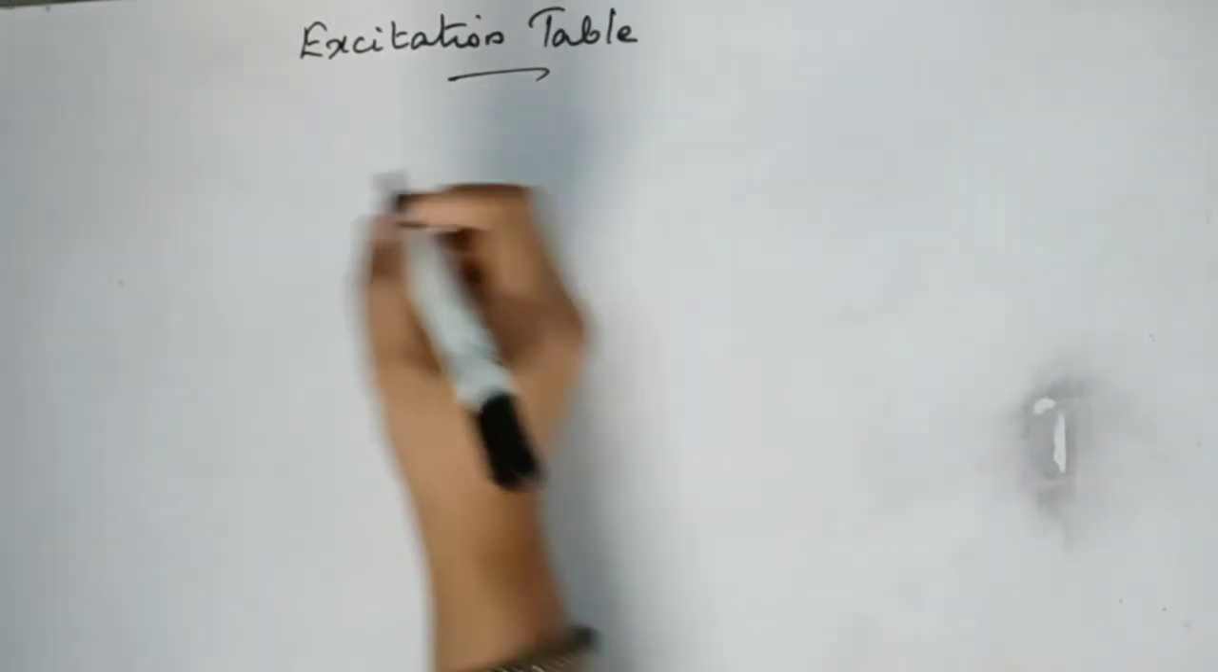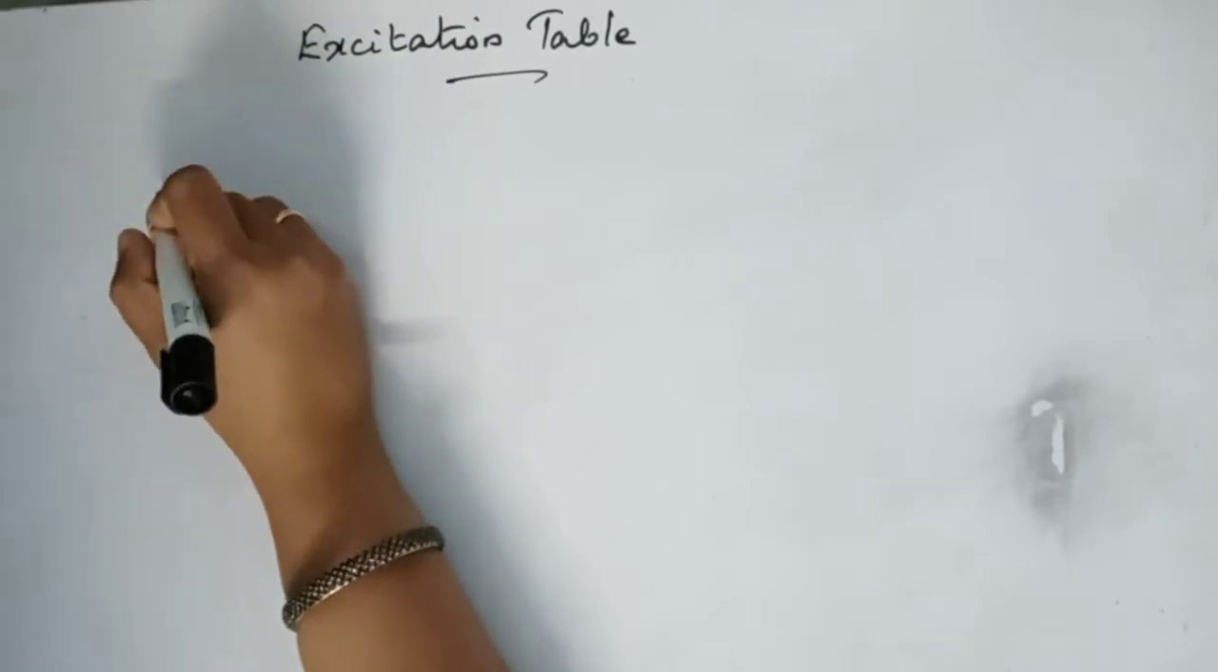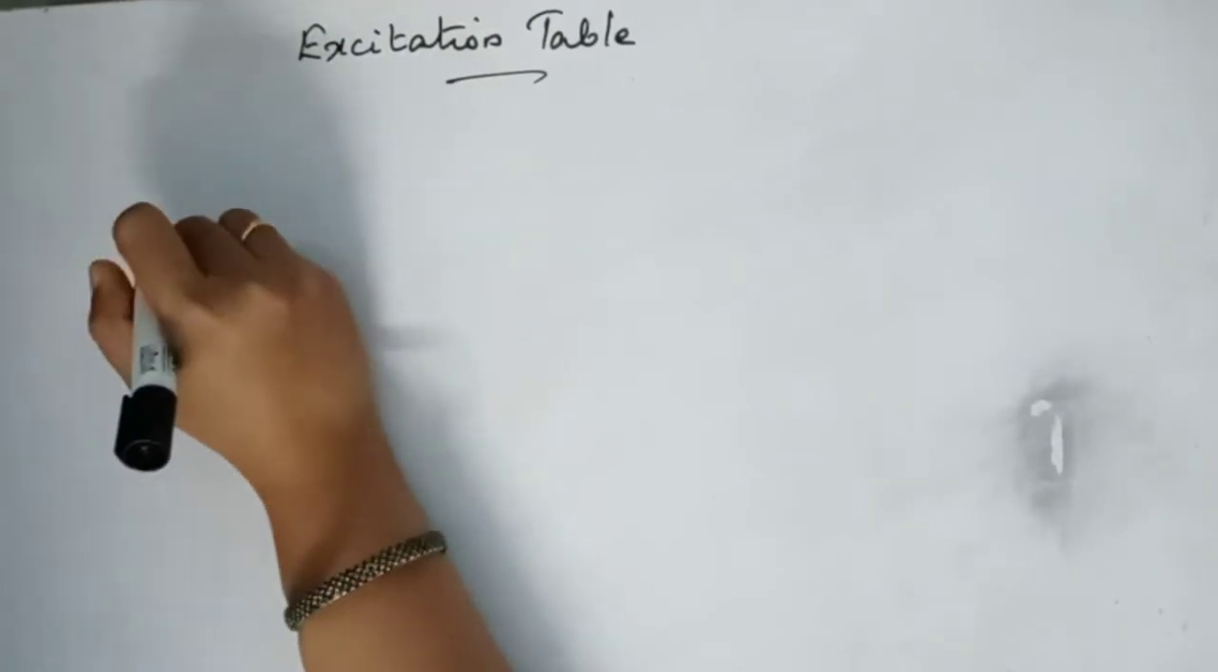So we have seen the different flip-flops, the advantages and disadvantages of each flip-flop, and we know the truth table or the characteristic table and the characteristic equation of each of the flip-flops. Now next is the excitation table. So, what is the difference between a characteristic table and an excitation table?